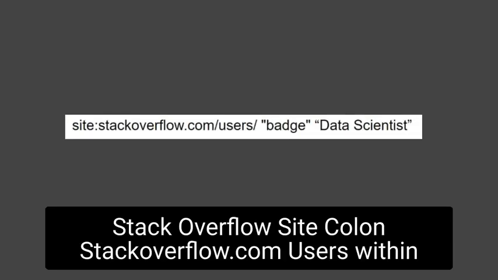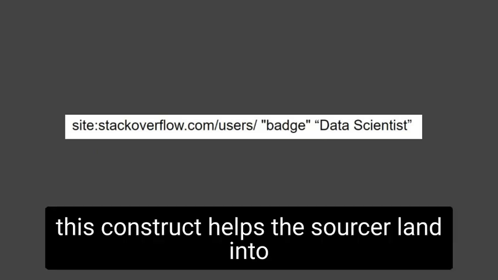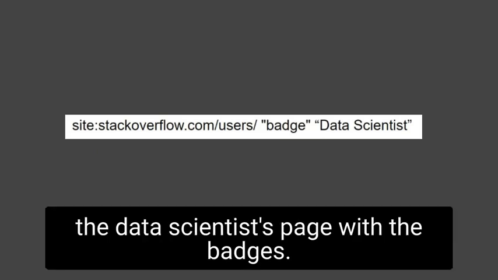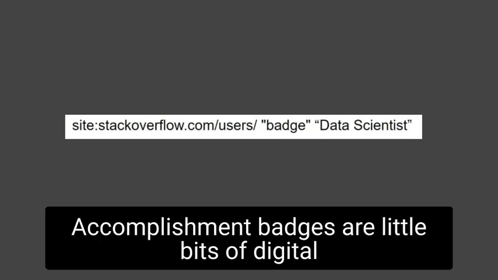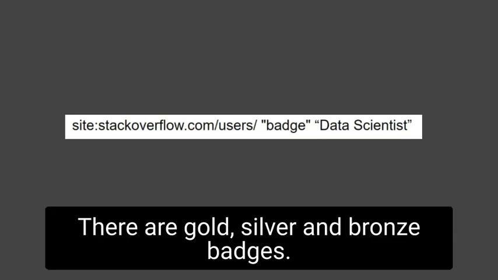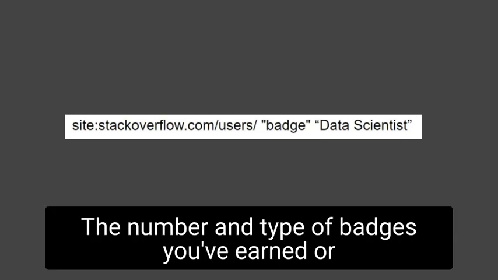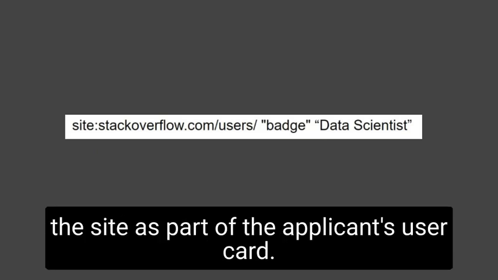Stack Overflow. Site stackoverflow.com/users/ within double quotes, badge, space within double quotes, data scientist. This construct helps the sourcer land into the data scientist's page with the badges. It helps the sourcer get an idea about the data scientist's accomplishment. Badges are little bits of digital flair that you earn for almost every kind of activity on Stack Overflow. There are gold, silver, and bronze badges. The number and type of badges you've earned are displayed together with your username and reputation score around the site, as part of the applicant's user card.